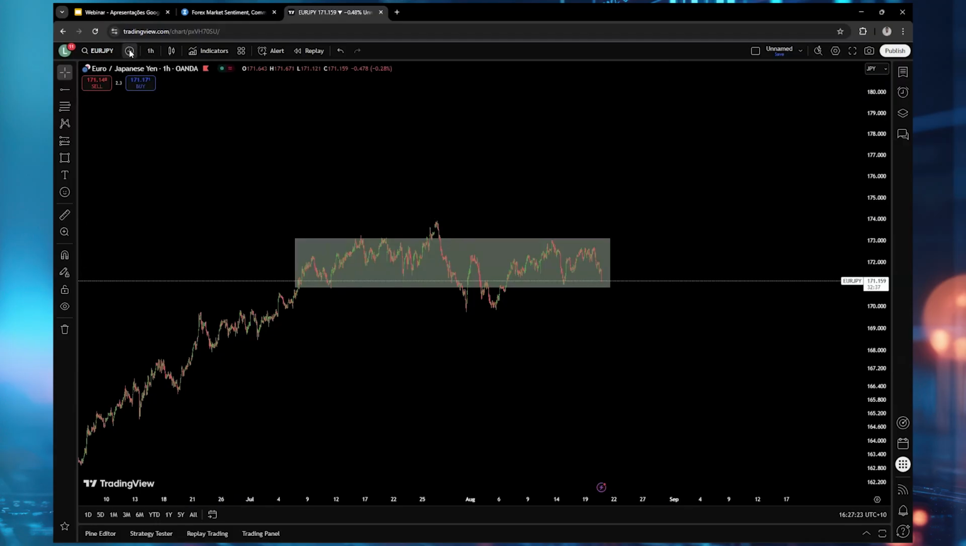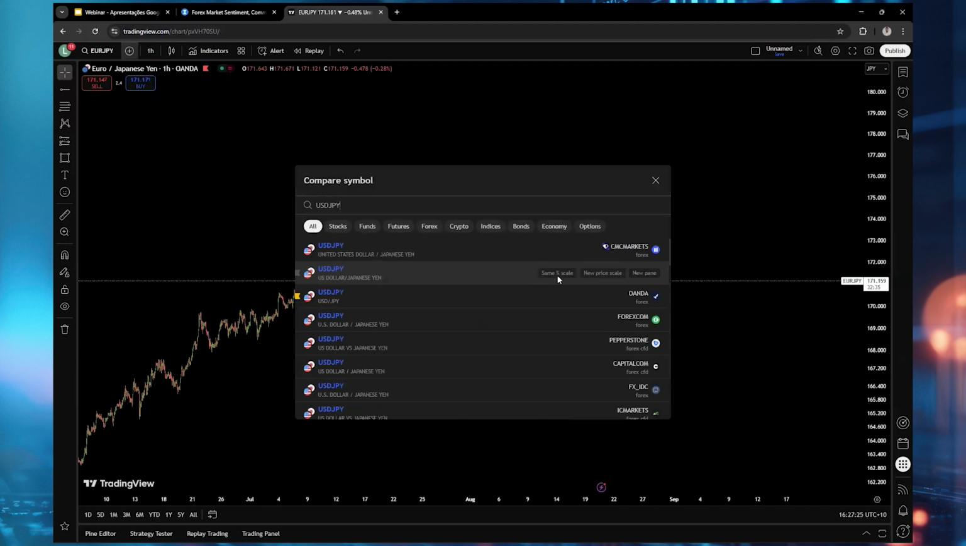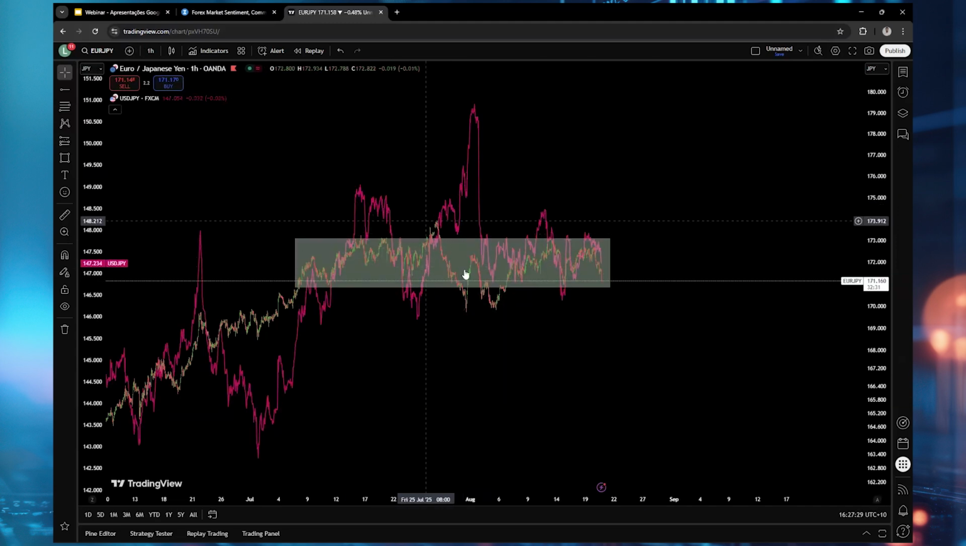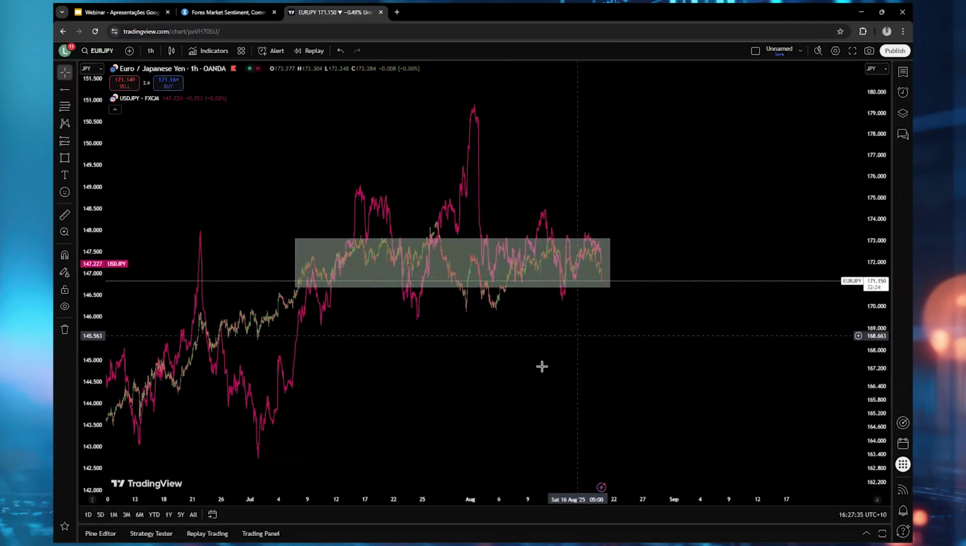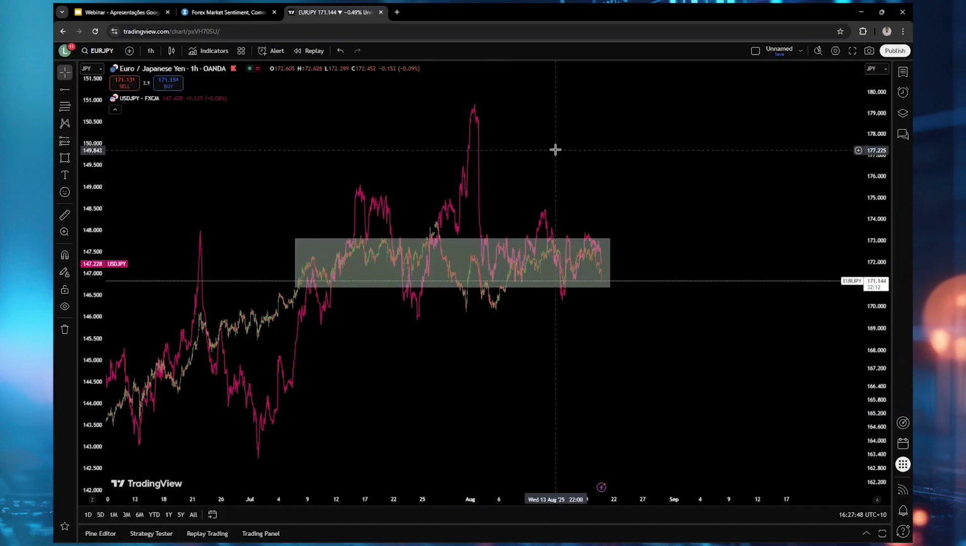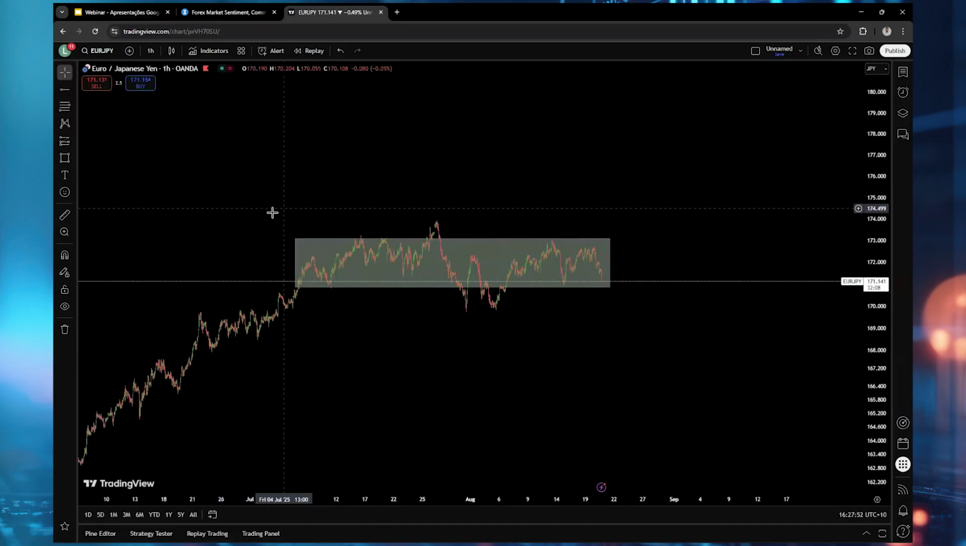So let me just see if they have any type of correlation. No, they don't have any correlations. But I was wondering because the Euro Yen is doing a consolidation as US dollar yen is doing a consolidation as well, more from the 2nd of August to now, but that's an interesting scenario.